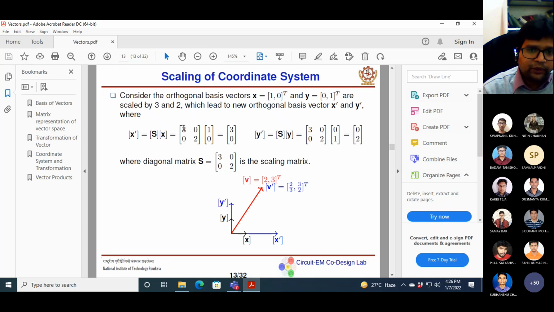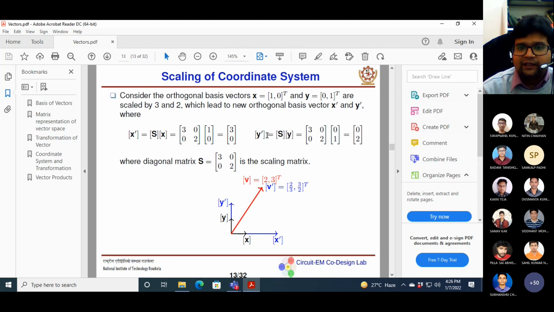In another way you can view it by slices: 3 0 represents x and 0 2 represents y. So this is x prime and this is y prime. Now x prime can be obtained by multiplying S with x. Here x is my original basis vector and x prime is my new basis vector, and similarly y prime can be obtained by multiplying the scaling matrix with y.